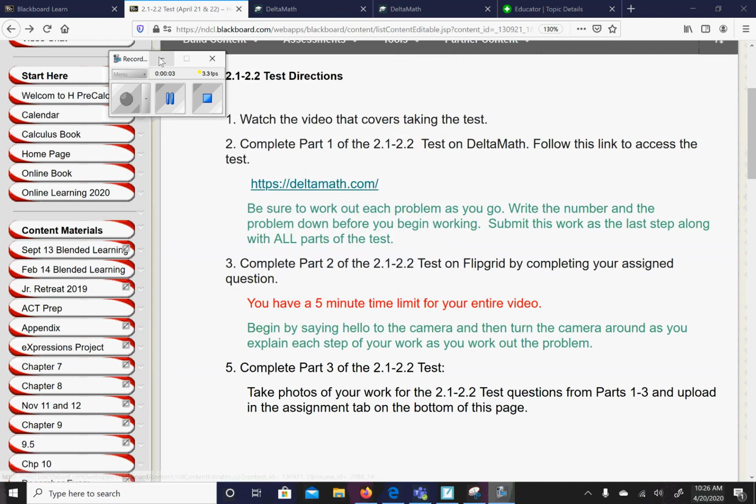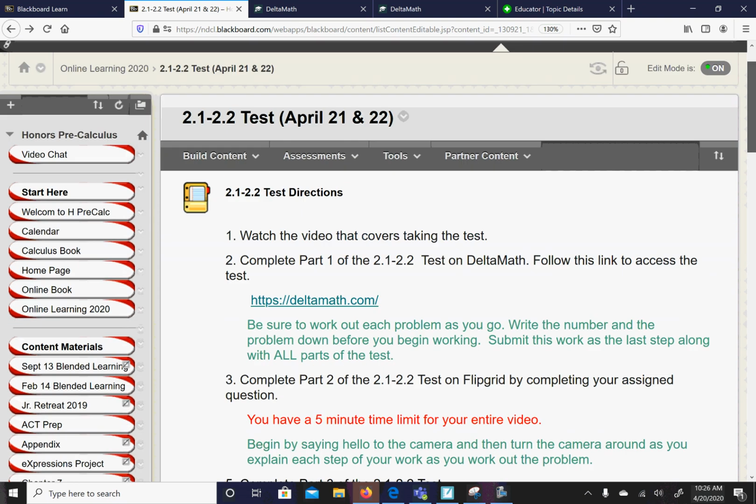Hello, this is Mrs. Ward, and I thought I would go through exactly how I want everyone to turn in the 2-1, the 2-2 test. I'm going to call it a test. It's going to be worth 50 points. I'll scale it down. I'll explain that in a minute.